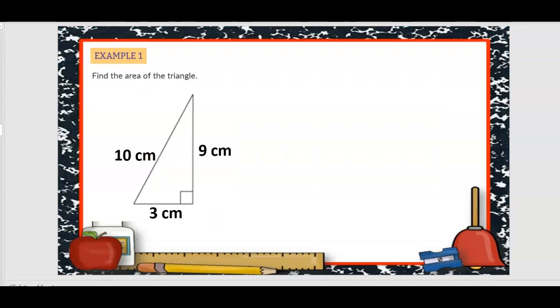Here's one, and let's see. Let's change this number to be a little bit simpler on us right now. Let's say it's a 10. We'll make this a 10. If this is 10, obviously this one's longer, so let's just say this is a 12. All right, so what do you think we're going to do then?